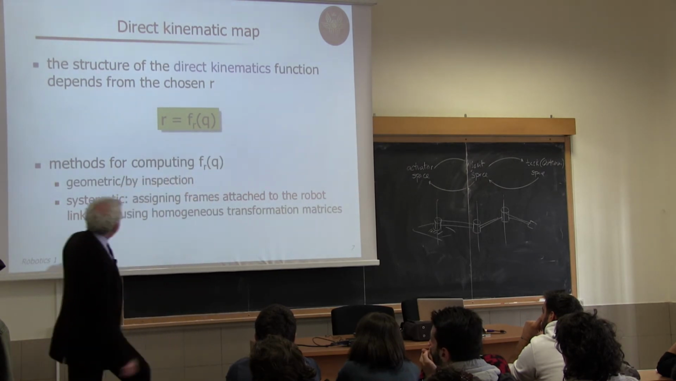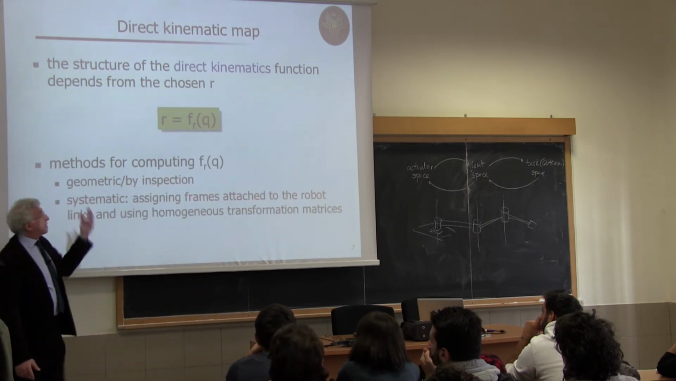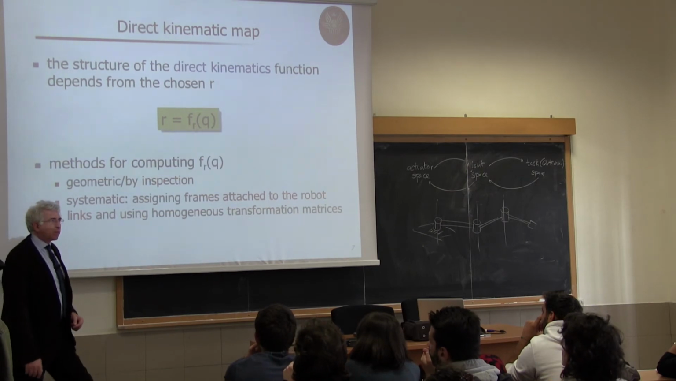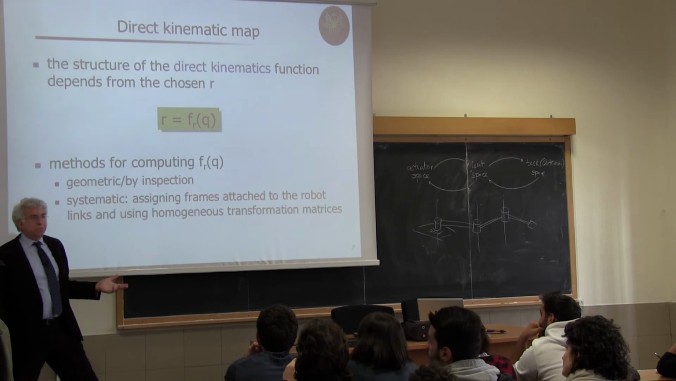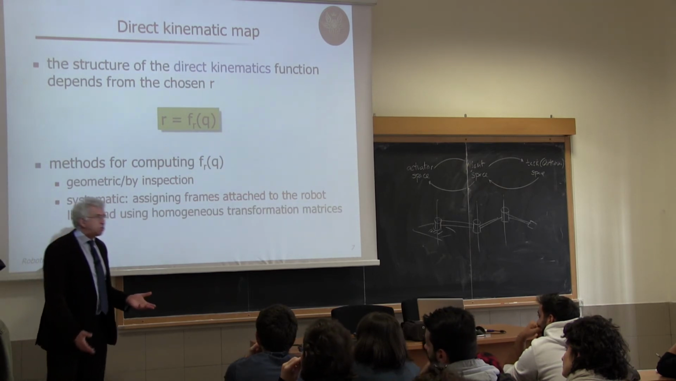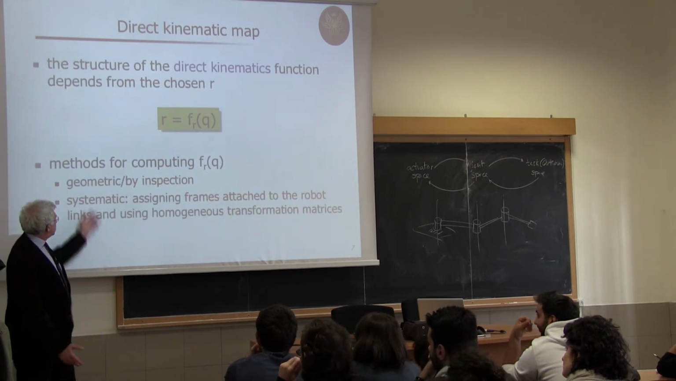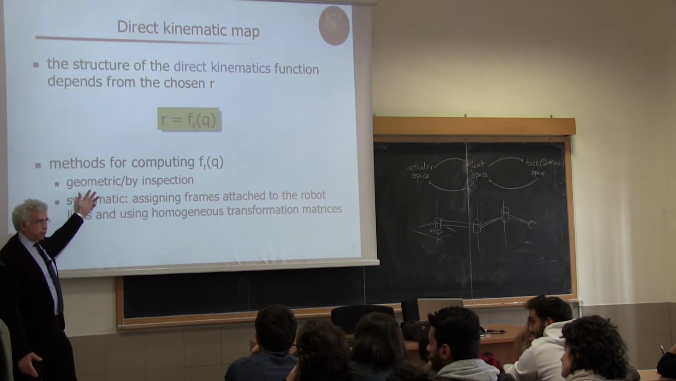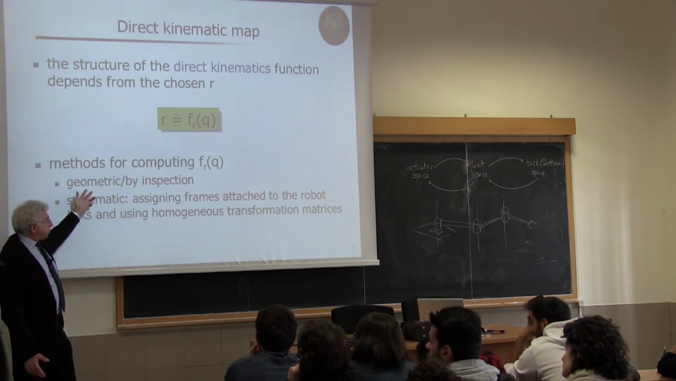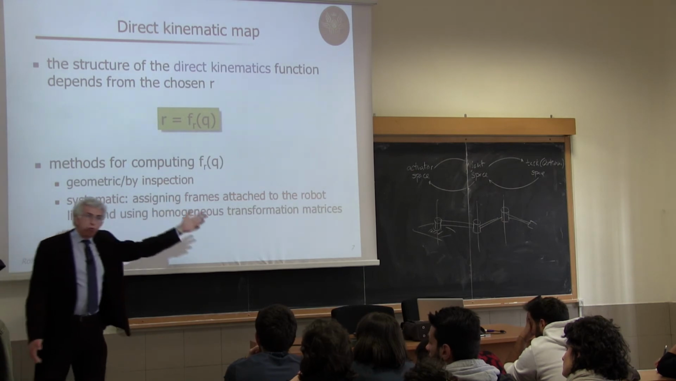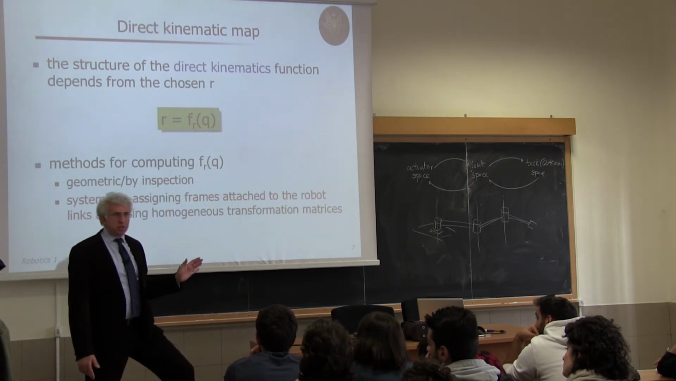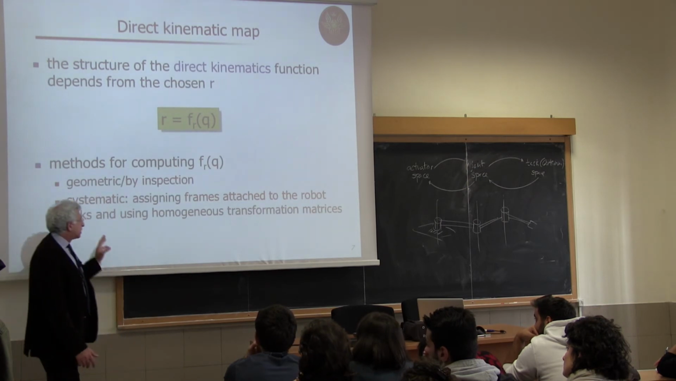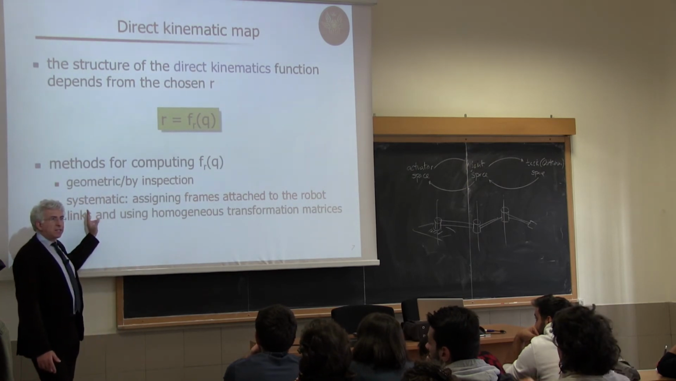Okay? Now, how do I compute this direct kinematic function from q to r? Well, by inspection. In easy cases, you don't need more. So with some geometry, some trigonometry. Well, if I move to the KUKA 7 degrees of freedom arm, I will be lost if I don't have a method. So we will see what is this method.